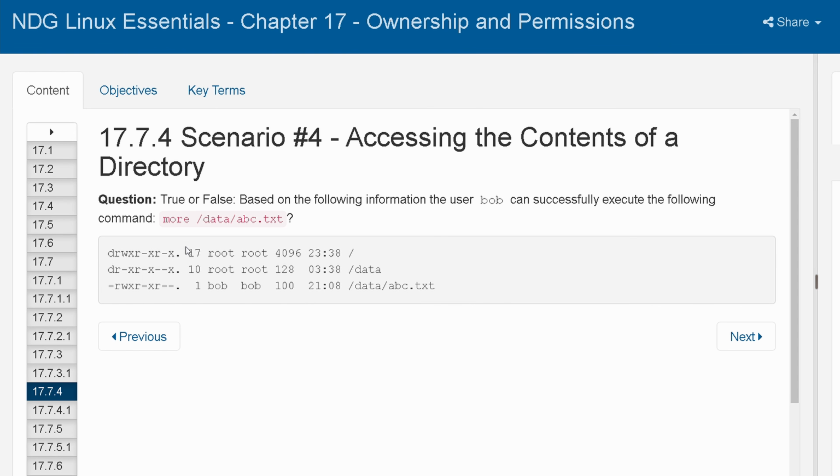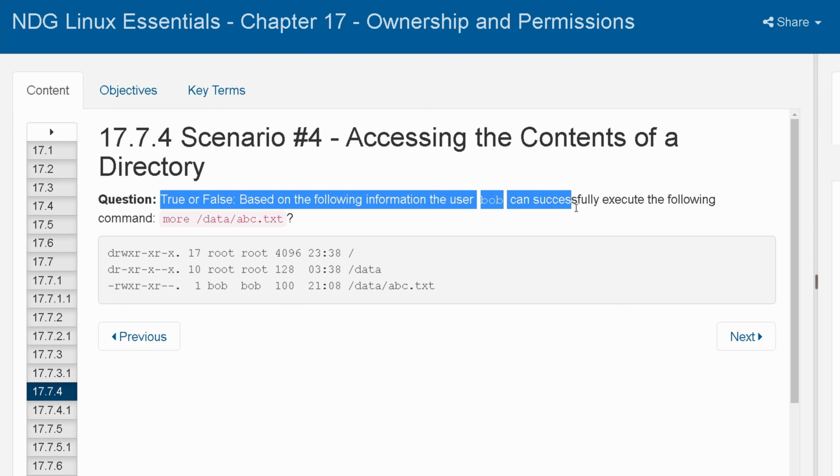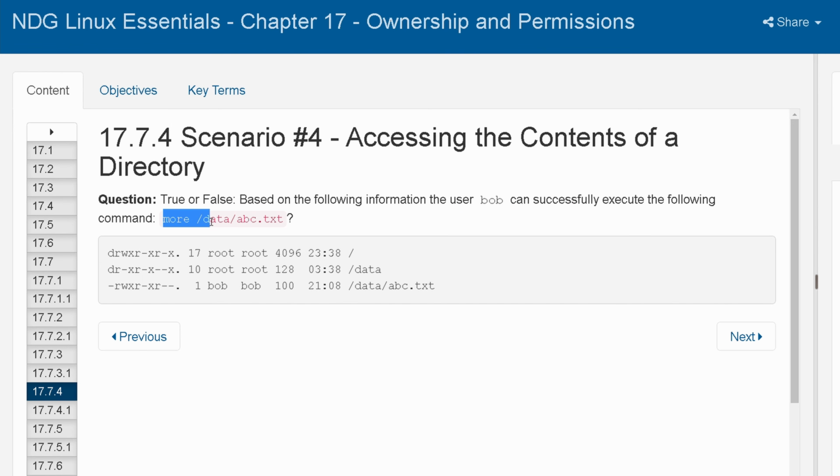Clicking next, we get the explanation and the answer. In 17.7.4, scenario 4, accessing the contents of a directory, we are asked true or false: based on the following information, the user Bob can successfully execute the following command, more /data/abc.txt. Well, we have a slash here, and this is root. So to get into here, we need to look at the world permissions.